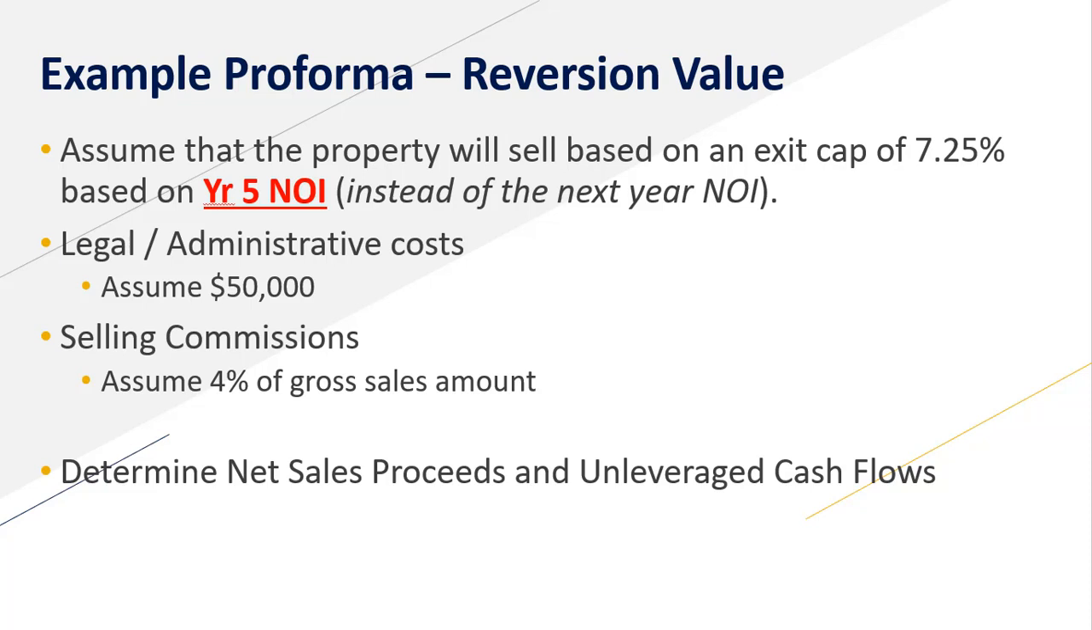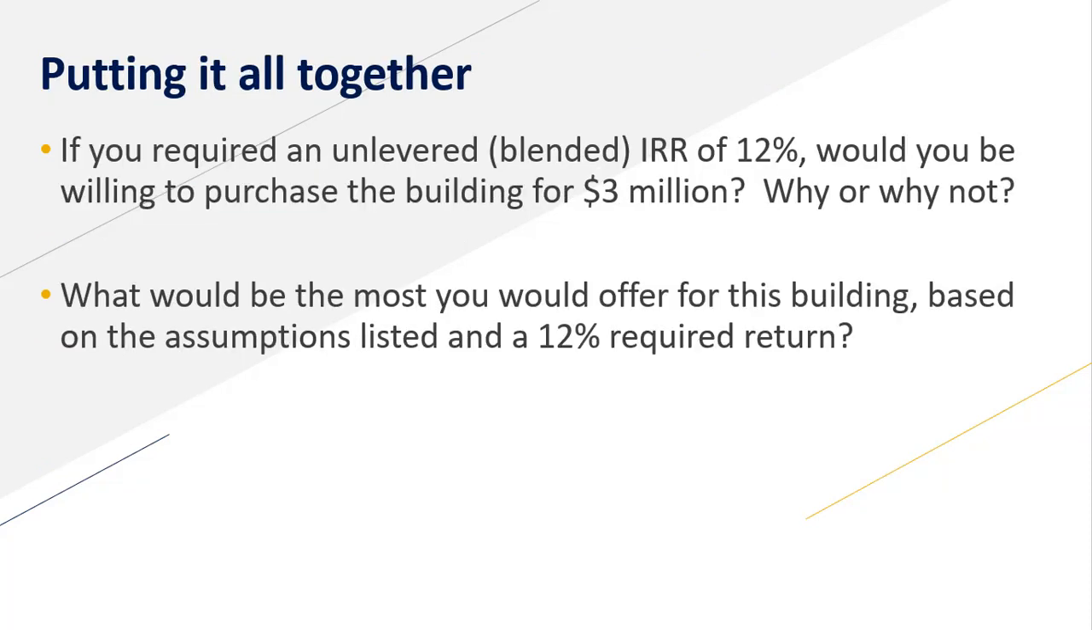Now from that, we're going to deduct the legal and administrative costs of $50,000. We're going to deduct the selling commissions, and we're going to assume that that's 4% of the gross sales amount. And that will leave us with a net amount, a net sales proceeds amount. And we will use that as our very last and our very biggest cash flow. Finally, we'll put it all together and we can run some numbers on that.